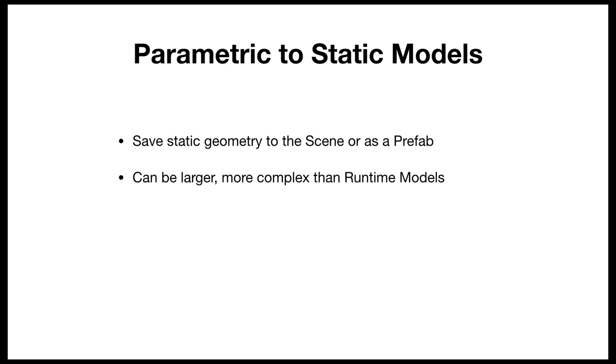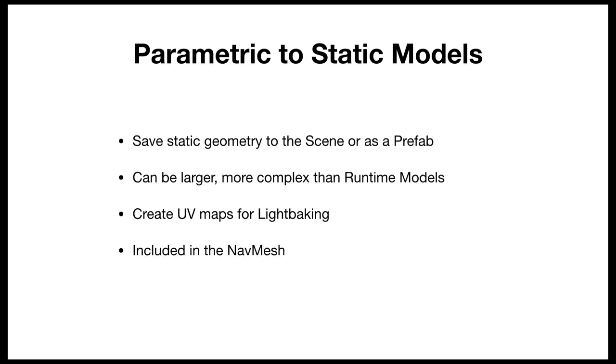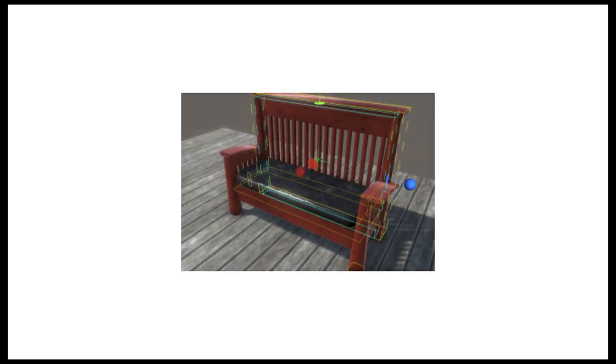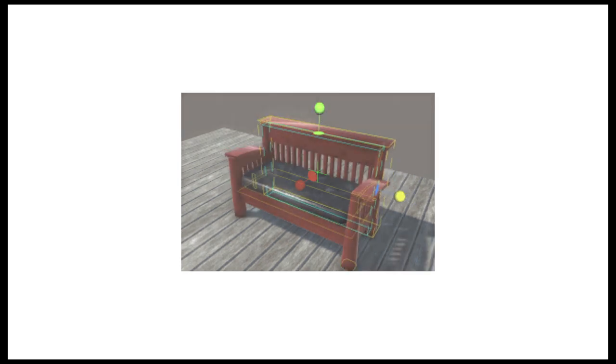Parametric models can be larger and more detailed than runtime models since they are not generated in real time. Archimatix can create secondary UV maps for light baking, and they are calculated into scene navigation. Static geometry can be exported from Unity as OBJ or FBX to be repainted, occlusion baked, and edited with external 3D tools. These tips will help a static workflow, but this advice will also help streamline runtime models.